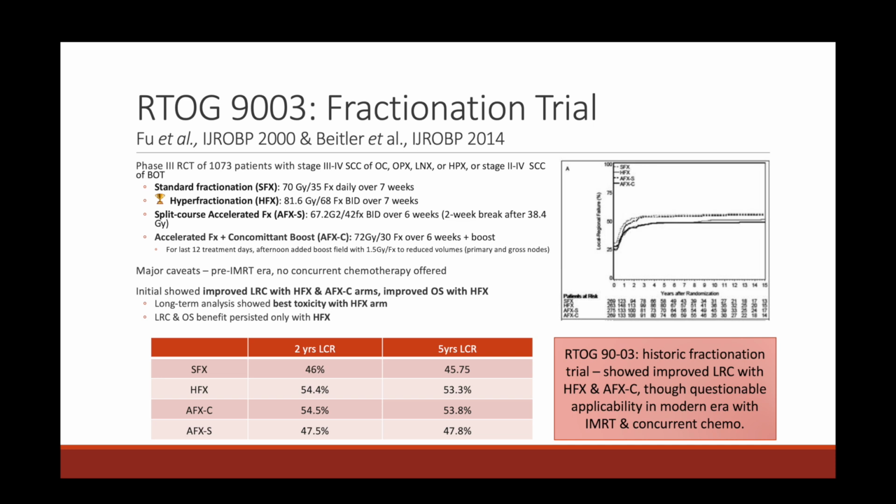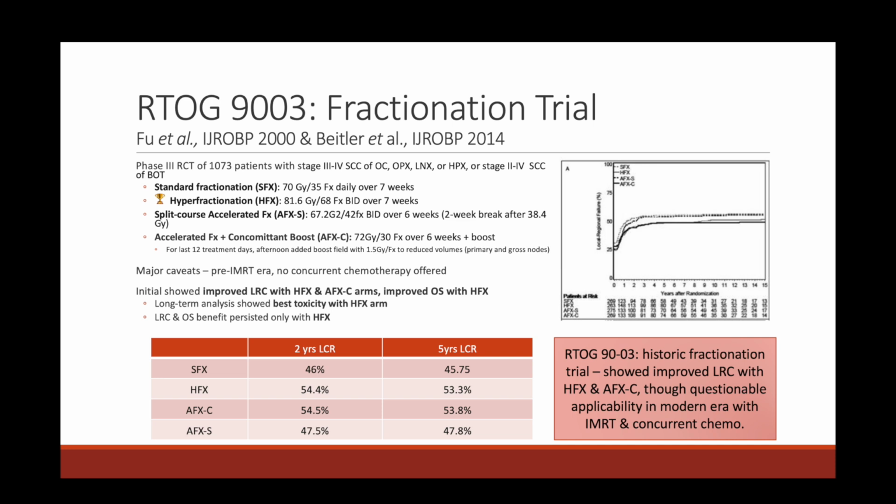But the key takeaways from the trial is that the initial results showed improved local regional control with the hyperfractionation arm, as well as the accelerated fractionation with a concomitant boost arm. They also found that there was improved overall survival with hyperfractionation. So that was the BID treatment, 68 treatments BID over 7 weeks.